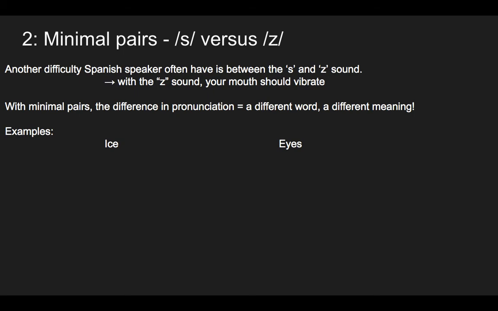So here's one. Ice with S, and eyes. Ice, like in your Coca-Cola, hielo, and eyes. I have blue eyes. Place, a place in the city, and plays, like he plays football. Rice and rise. Rise is like the sunrise in the morning, when the sun rises. So this is rice with S, rise. Course, like a Spanish course, an English course, and cause, to cause something.